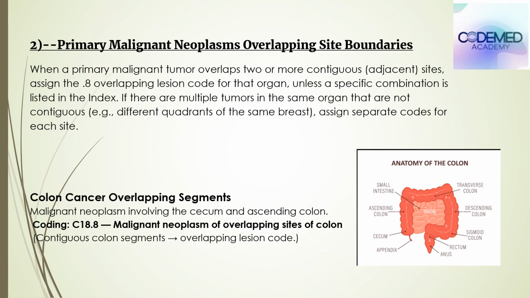So let us take an example, the colon cancer overlapping segment. Malignant neoplasm involving the cecum and ascending colon. You see here that there is a cecum and immediately there is an ascending colon. So in this case, I will use the code C18.8, malignant neoplasm of overlapping sites of the colon. And this is how I will write the code.